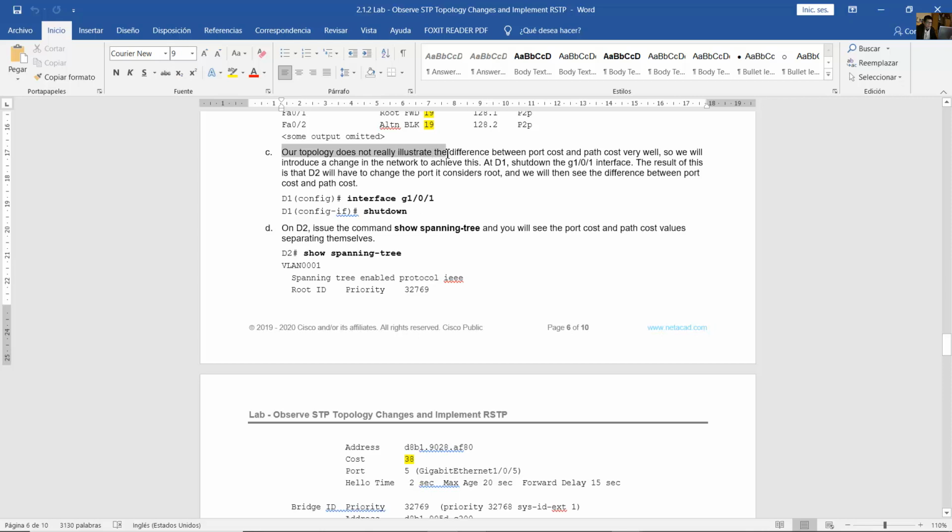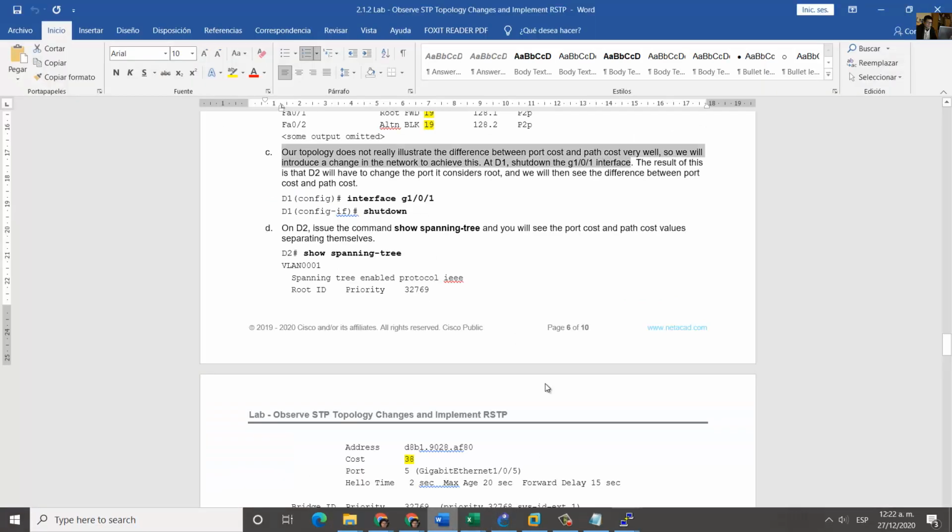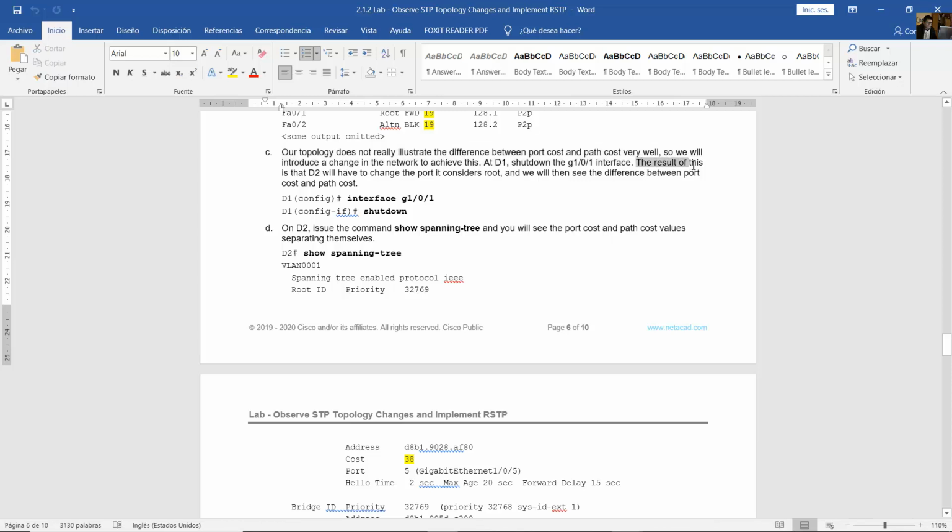Our topology does not really illustrate the difference between port cost and path cost very well. So we will introduce a change in the network to achieve this. At D1, shut down the gigabit 0/1 interface. In my case it is Ethernet 0/1 on D1. The result of this is that D2 will have to change the port it considers root, and we will then see the difference between port cost and path cost.